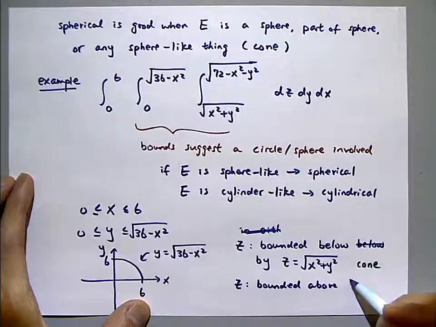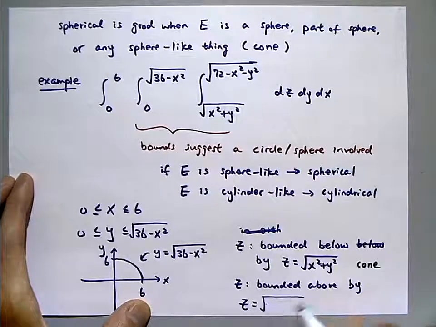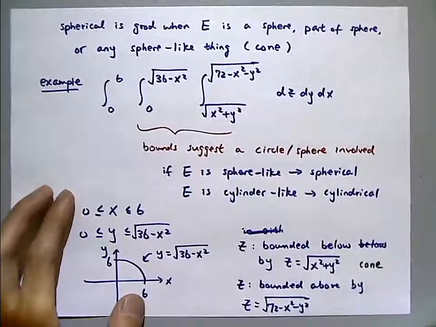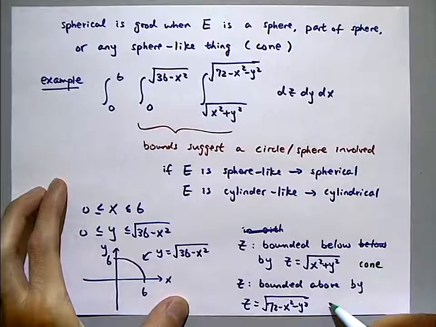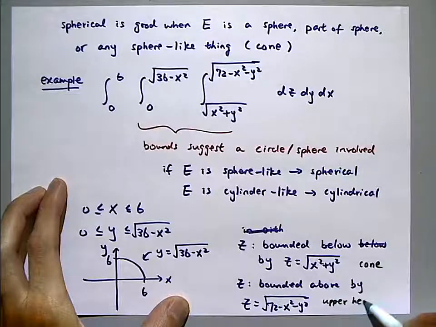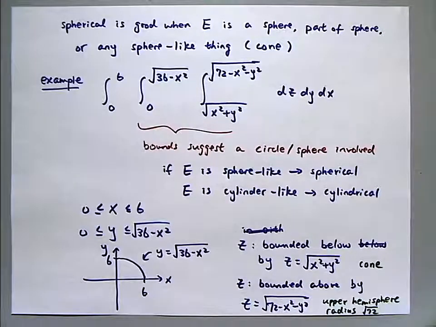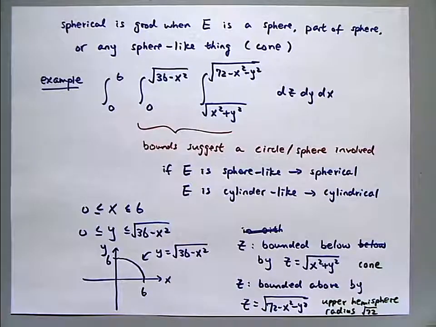Bounded above by this thing right here. And what object is this? Sphere. Yeah, half a sphere, right. It's a hemisphere, the upper half of a sphere. What do we know about that sphere? What's the radius? Root 72, yeah. And the center is at the origin, right? So that's an upper hemisphere, radius root 72.